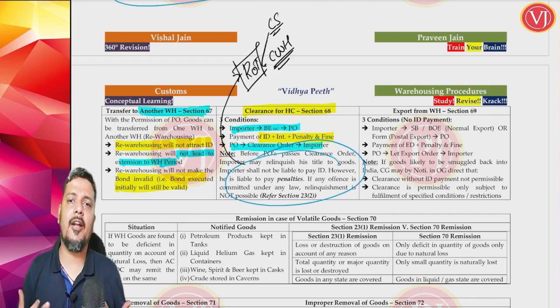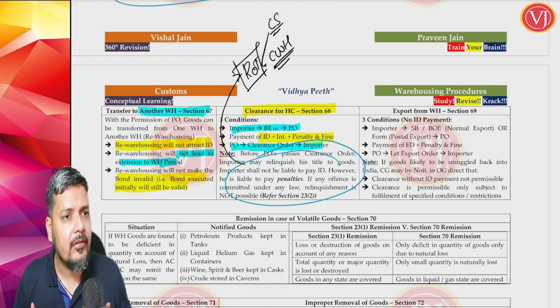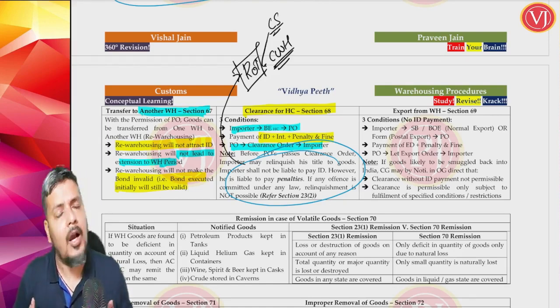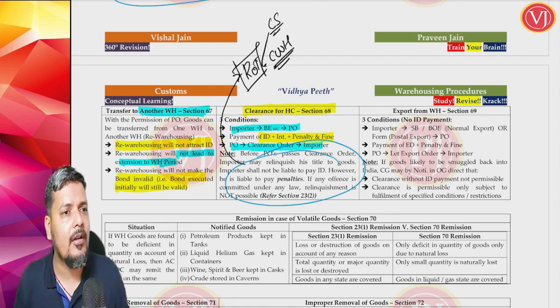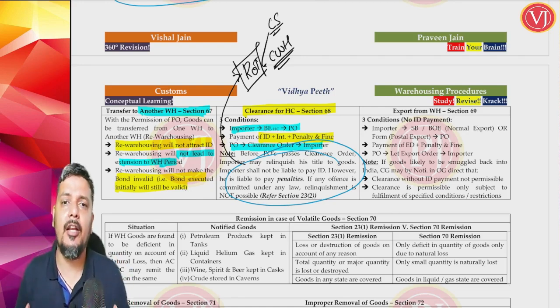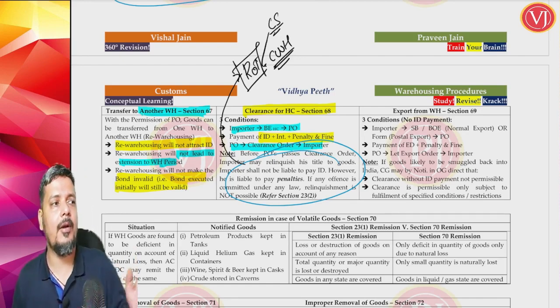When I am relinquishing the title, should I give any reasons? Is it my right or permission? Right. But if I have committed an offense under any law, I cannot even go for relinquishment. Relinquishment will relieve me only from my import duty, not from other charges.